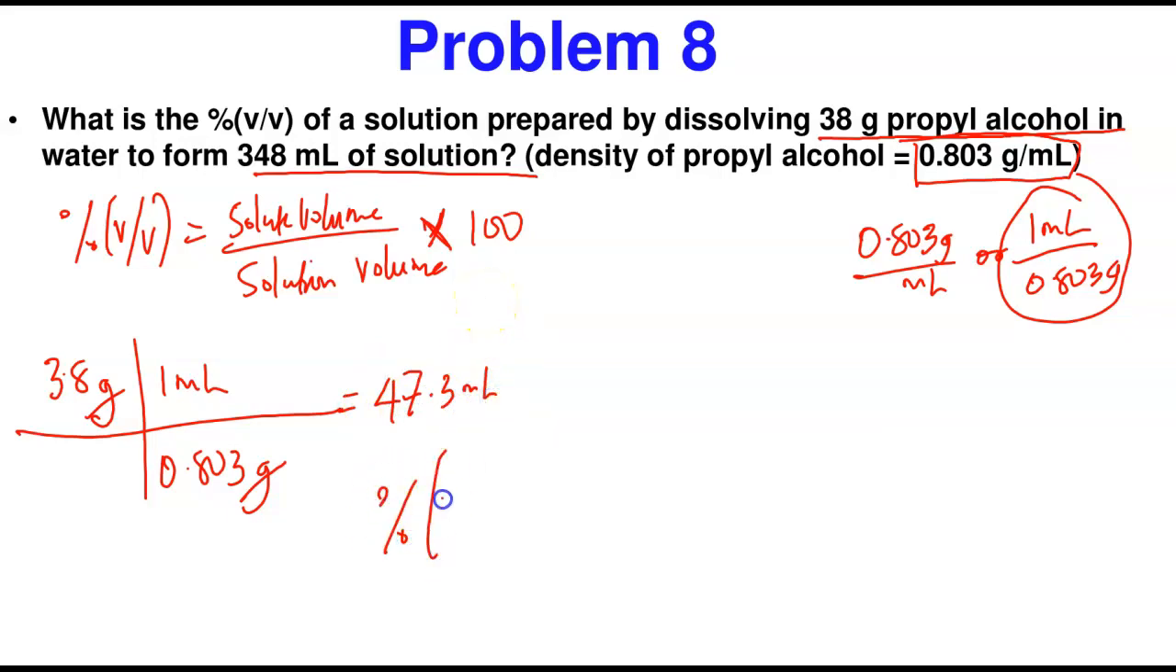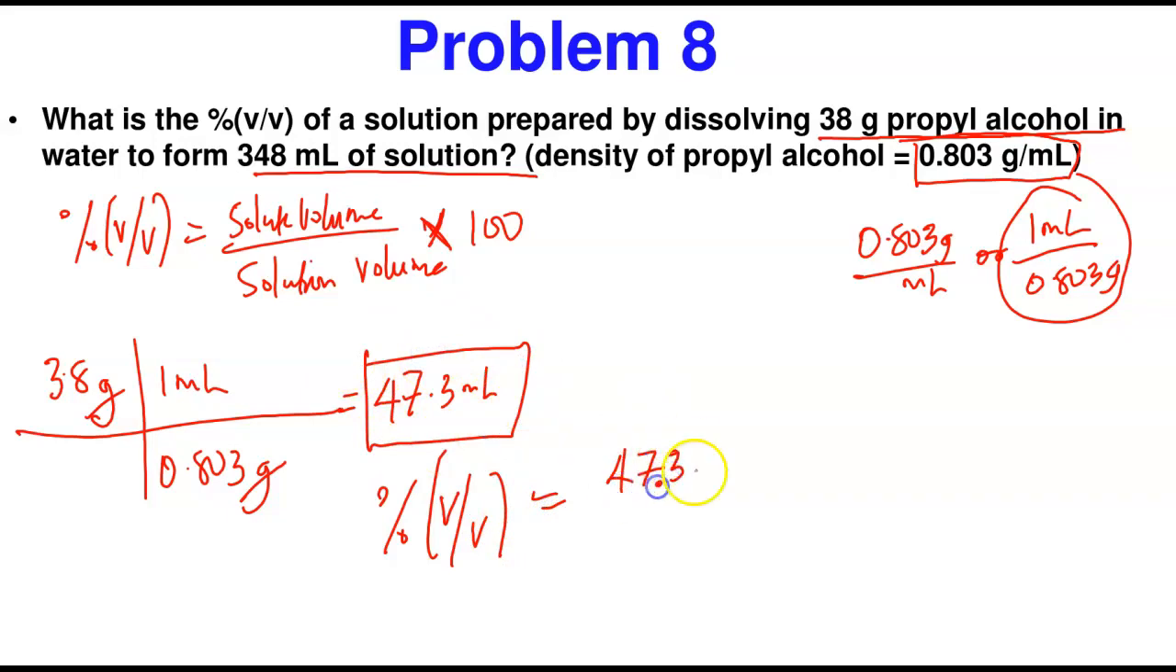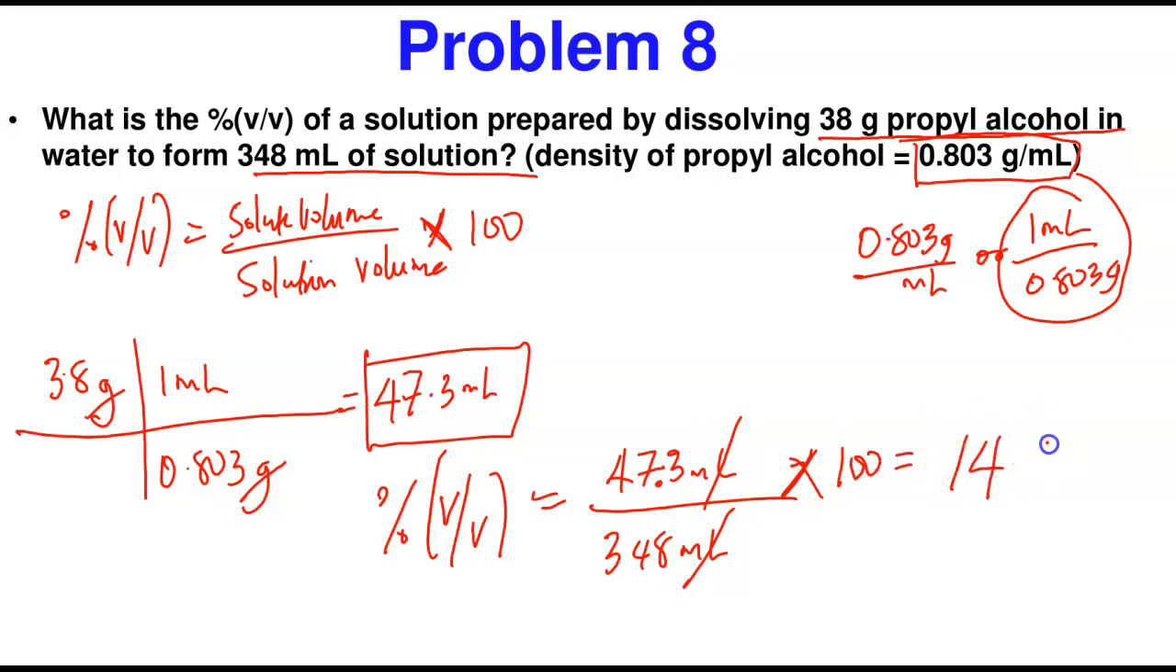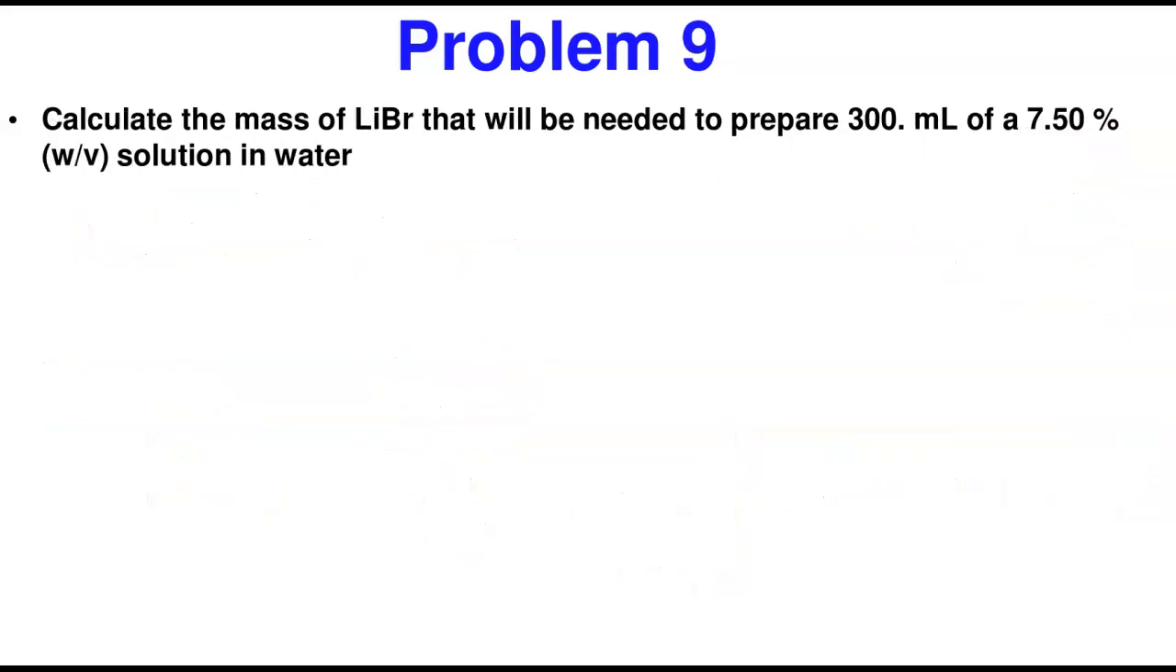Now, if you put everything in, we're looking for this, remember, this is the solid volume. We didn't have it. 47.3 mils divided by 348 mils. Again, we cancel this. If you multiply this by 100, it's going to give us 14% volume by volume. That is how you solve this problem. Always feel free to pause this video and try out these problems yourself, and always get back to them.